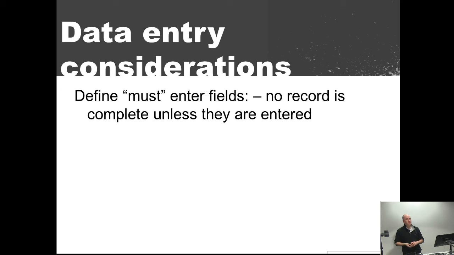So when you build an application, you must make sure that a new record can be entered only if all the essential fields have been entered. Otherwise, the system should say incomplete data. That's not going into the system, because you need to make sure that your system has everything which is required.